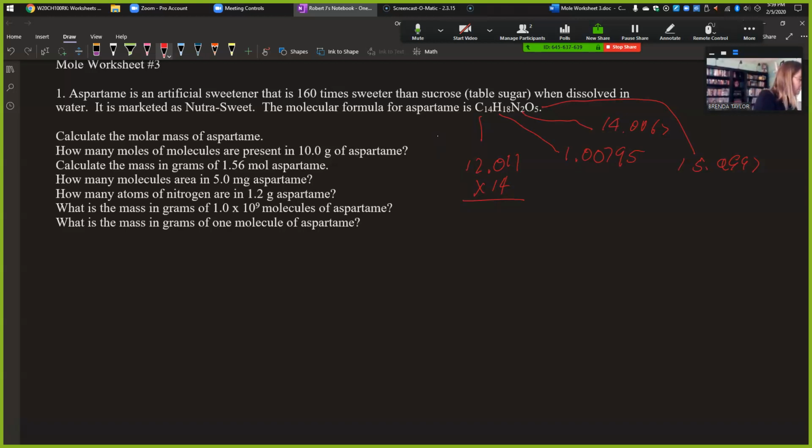So there's 14 carbons, so I'm going to have to multiply that 12 number by 14. I'm going to have to multiply the hydrogen number by 18, the nitrogen number by 2, and the oxygen number by 5, and then add all of those things up. Then you times them all. You see where that number is coming from, right? I do so far, yes. Okay, so you multiply all those.